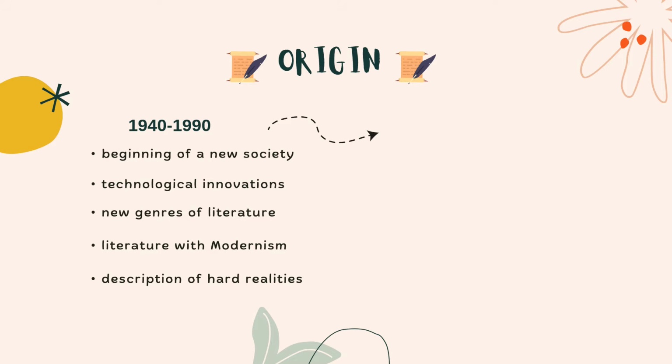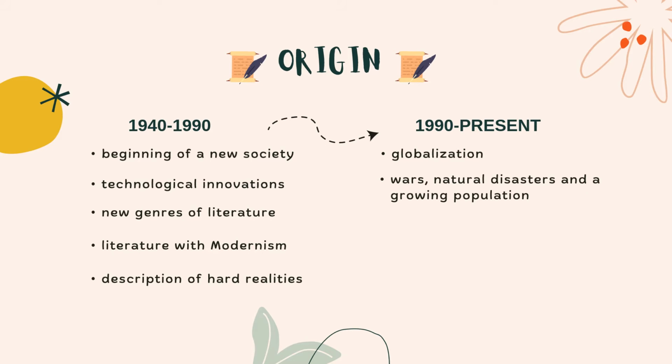Now let's proceed to the period from 1990 to the present. So the period from 1990 to the year 2000 was characterized by globalization, growing concern about global warming, and war against Islamic terrorism. In addition, it is a decade marked by wars, natural disasters, and a growing population. The biggest economic crisis since the Great Depression, the 2008 recession, also occurred, and many people lost their jobs.